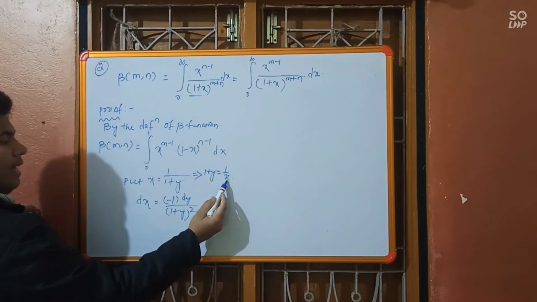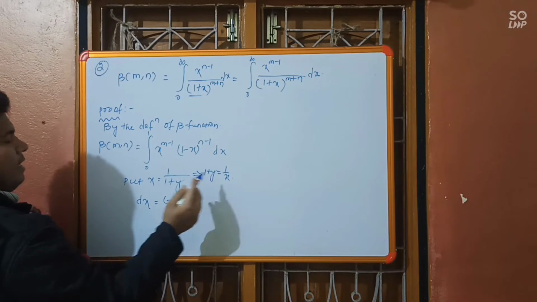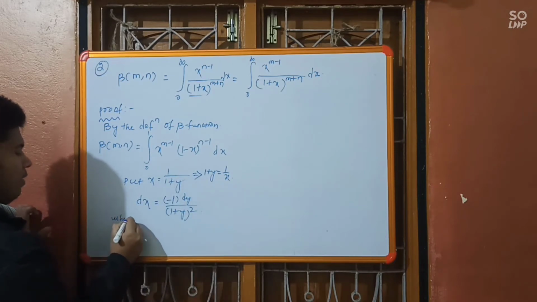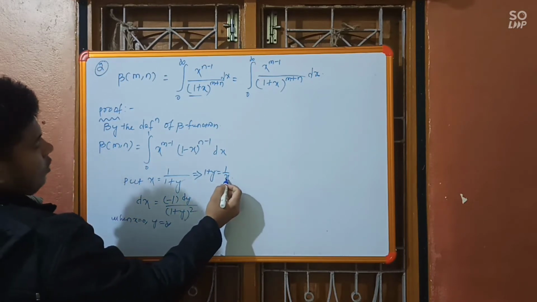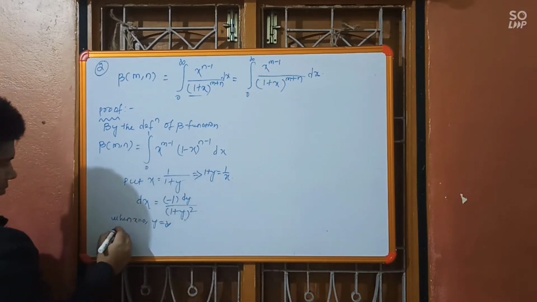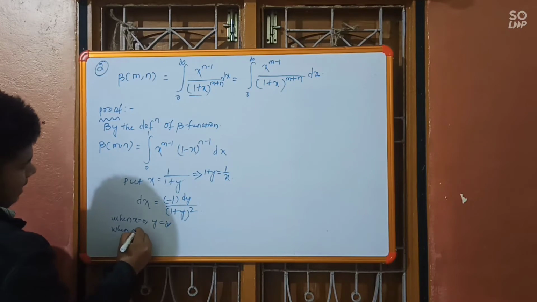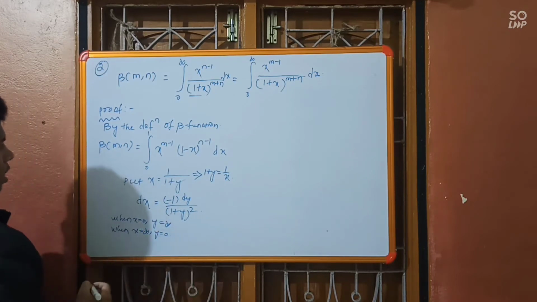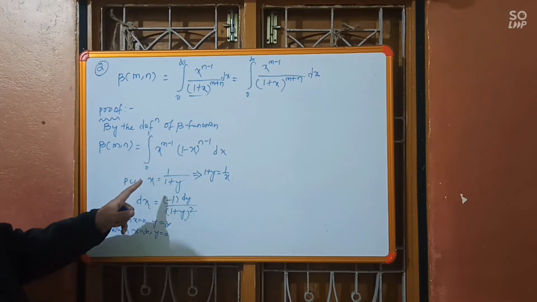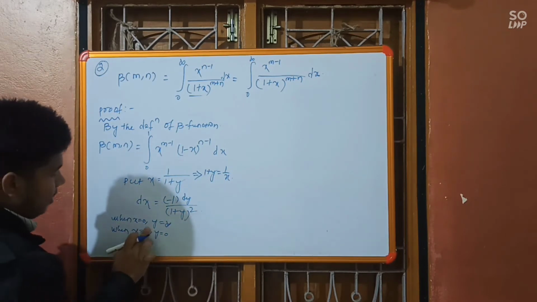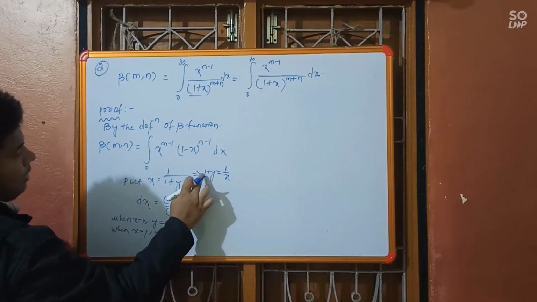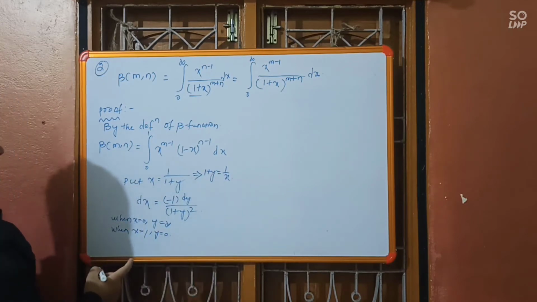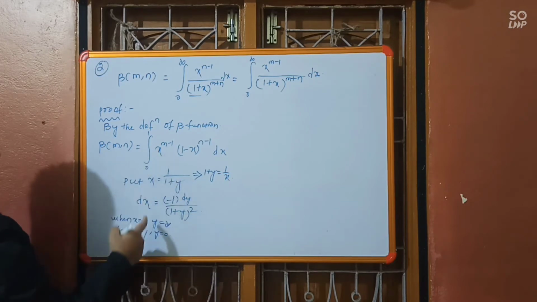When x is equal to 0, y is equal to infinite, and when x is equal to 1, y is equal to 0. So the limit changes from 0 to 1 to infinite to 0.